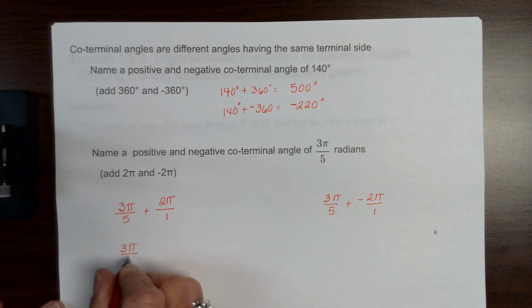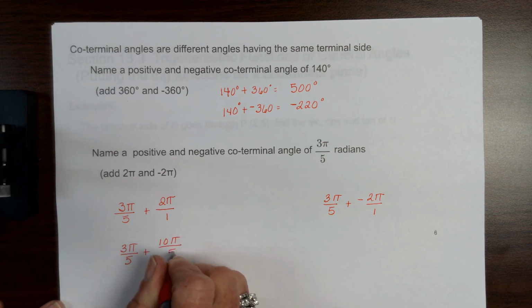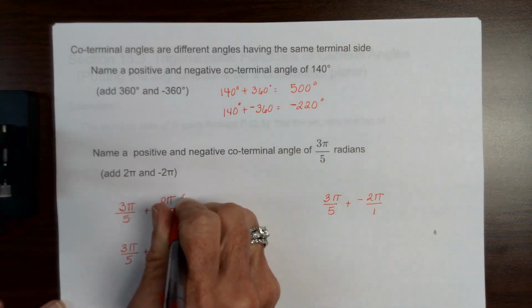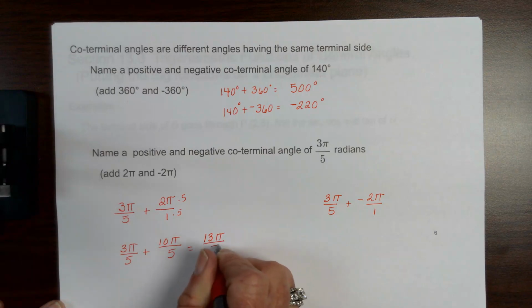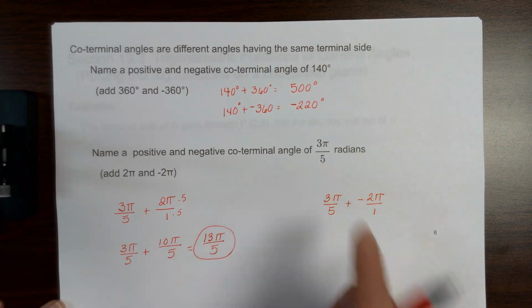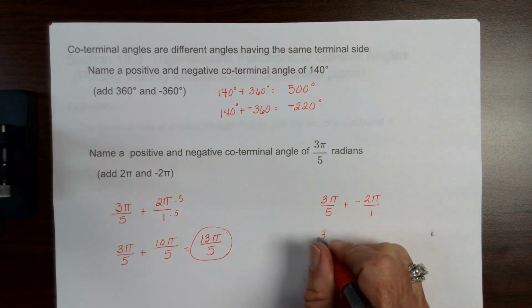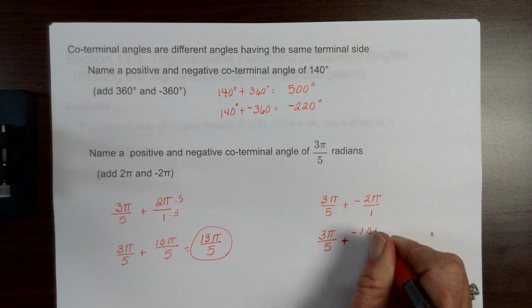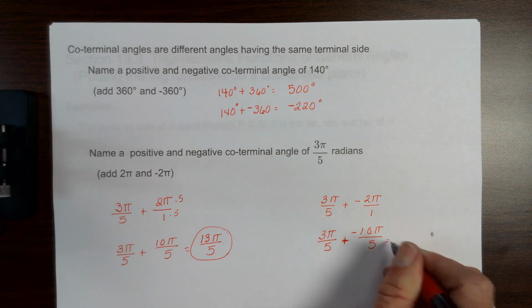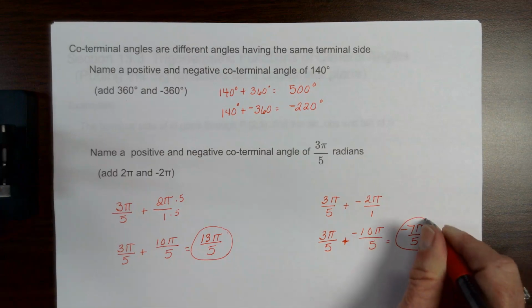So I have 3 pi over 5 plus 10 pi over 5, because I'm multiplying the top and the bottom here by 5, which is going to give me 13 pi over 5. That is a coterminal angle of 3 pi over 5. This one, I'm going to again find the common denominator, which is 5, so it's going to be plus a negative 10 pi over 5, which is going to give me negative 7 pi over 5.